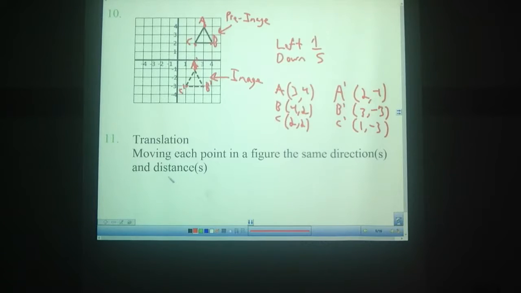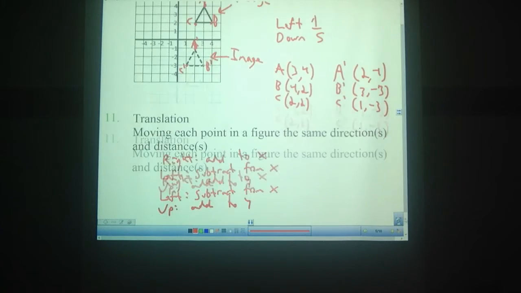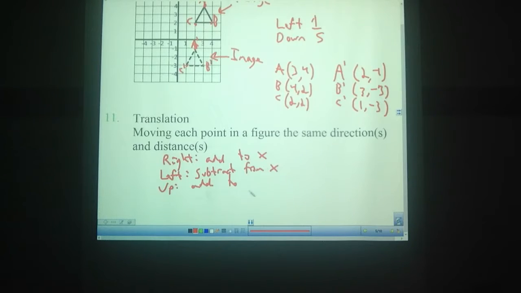So, we can actually make a little chart here. Translates to the right, add to the x-coordinate. Translates to the left, subtract from the x-coordinate. When it translates up, add to y. When it translates down, subtract from y.